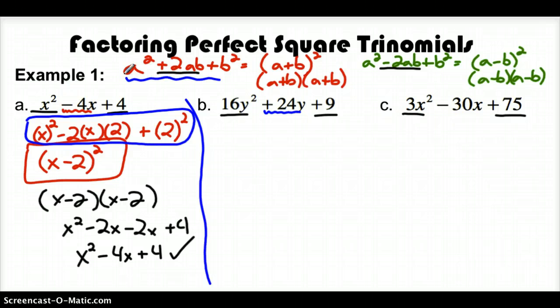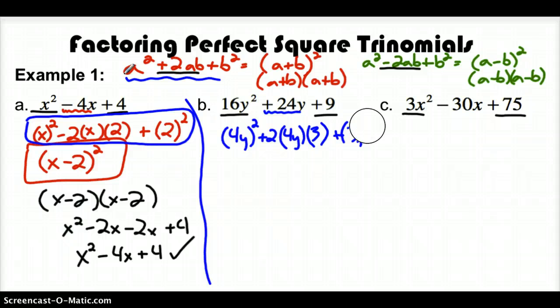We can write this down as 4y squared plus 2 times our a term, which is 4y, times our b term here, which is going to end up being 3. And then finally plus our b term, which is being squared, so this would be a 3 squared. That's a bad parenthesis, sorry about that. And so this is what we'll end up with now.